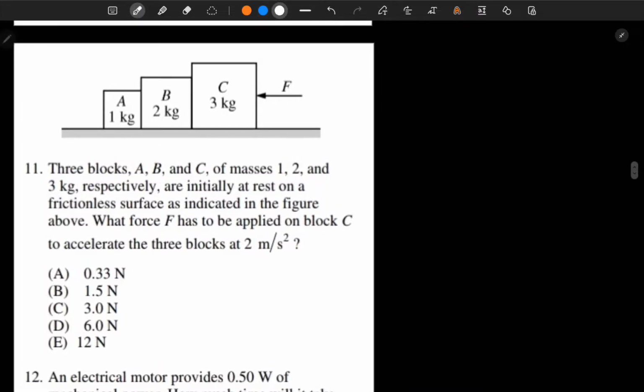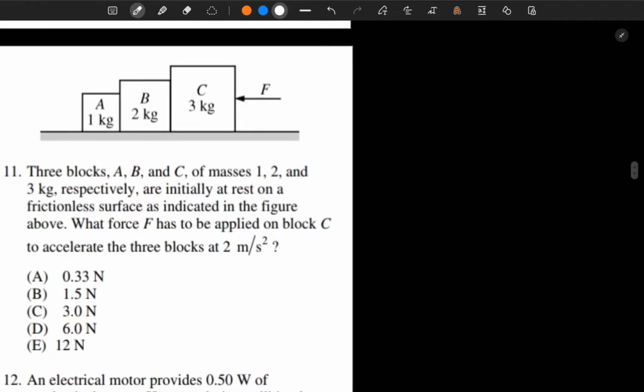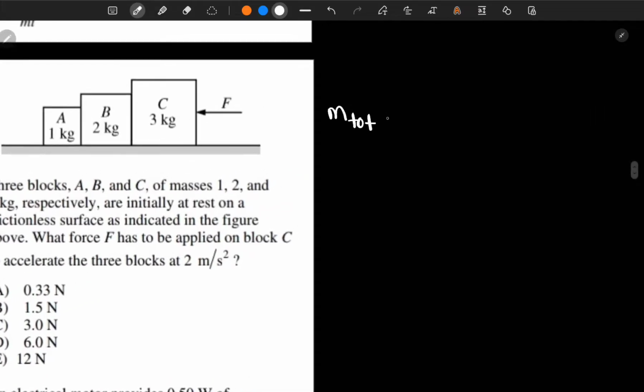Next, let's assume that we have 3 blocks, A, B, and C, of masses 1, 2, and 3 kilograms respectively, which are initially at rest on a frictionless surface, as in the figure above. What force F has to be applied on block C to accelerate the 3 blocks at 2 meters per second squared? Well, the total mass of all 3 blocks connected to each other is 6 kilograms.